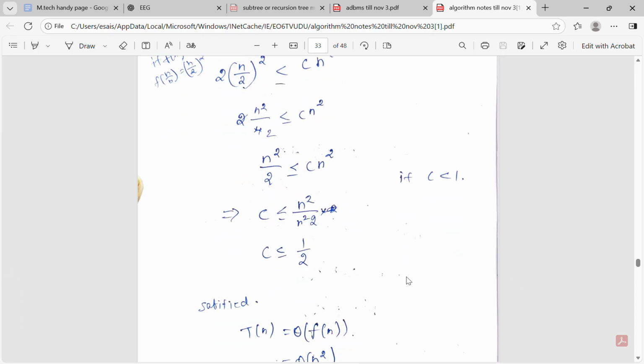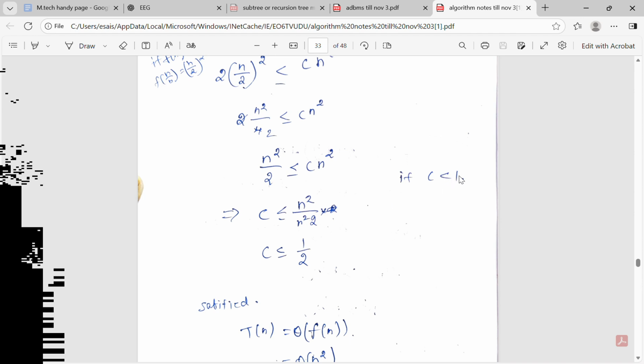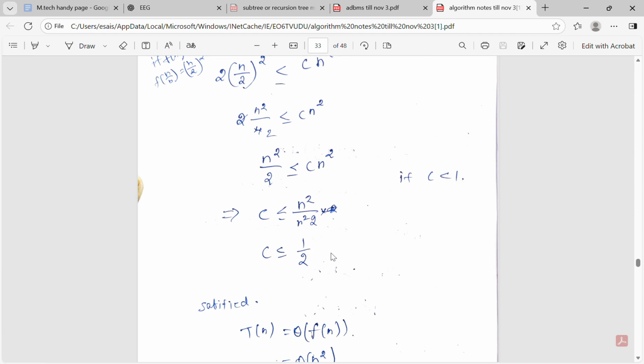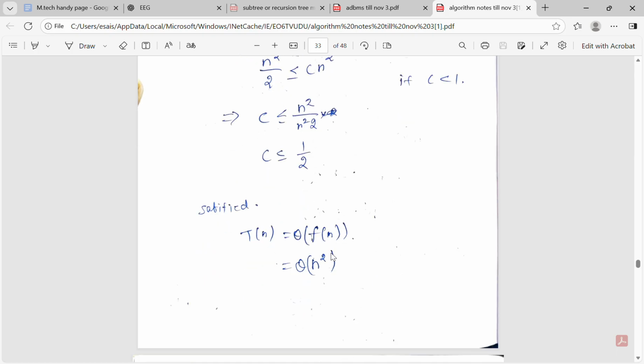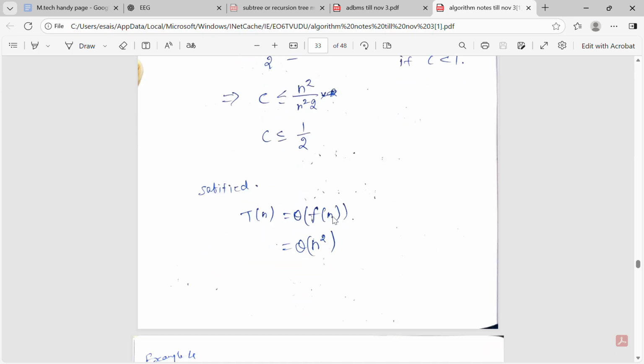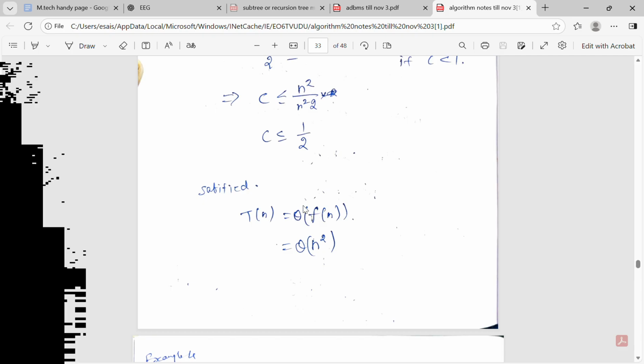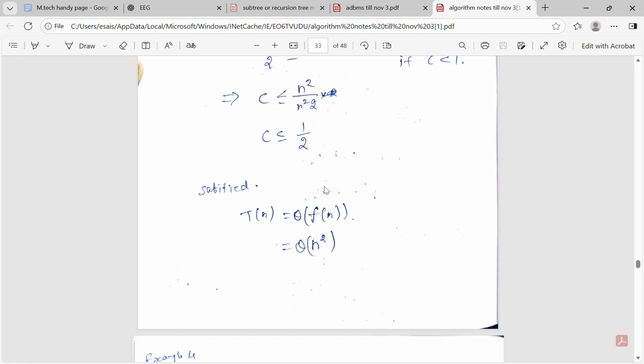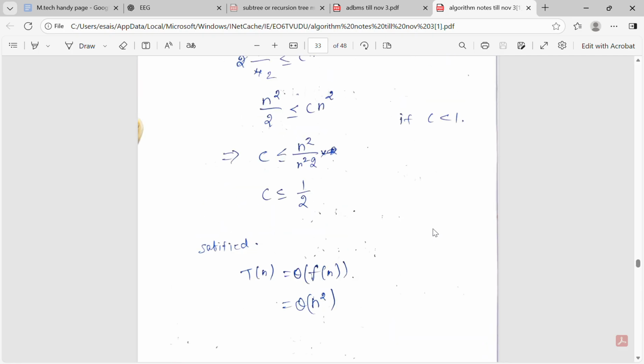As per our condition, c should be less than 1. It is less than 1, so the regularity condition is satisfied. So T of n will be O of f of n. We found f of n as n square. When f of n is greater than n power log b a, the formula is T of n should be theta of f of n. In this sum we have n square, so we write theta of n square.